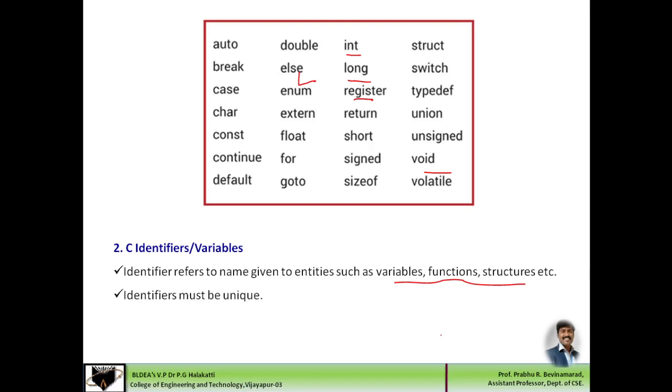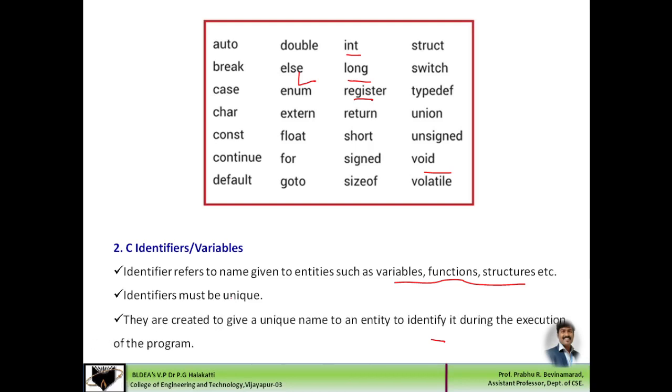The identifiers must be unique. In a C program, we shouldn't use two identifier names that are the same. Each identifier name must be different. Identifiers are created to give a unique name to an entity to identify it during program execution.